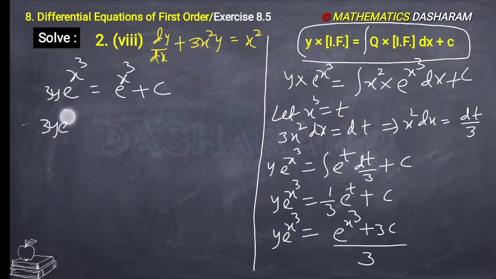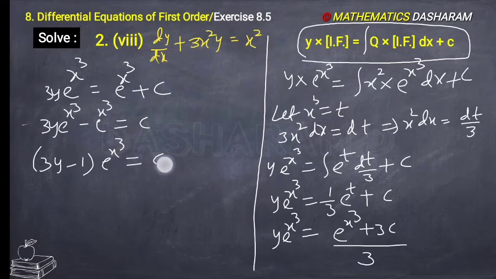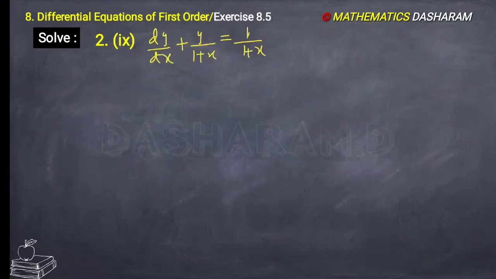So 3y e to the power of x cube minus e to the power of x cube equals c. Now we can take e to the power of x cube as common. It is our required answer.